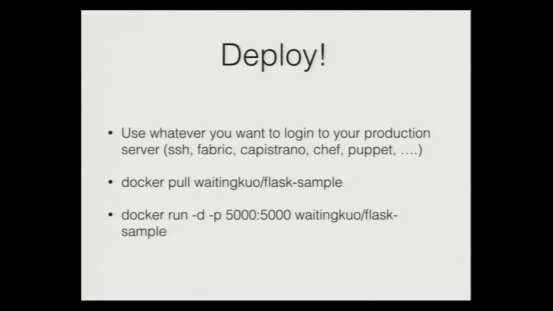So you just need to log in to your production server by whatever you want. You can use SSH, you can use Fabric, you can use Capistrano, you can use Chef, you can use Puppet, anything you want. And then do the following things. The first is to pull the image, and the second is to run it directly.